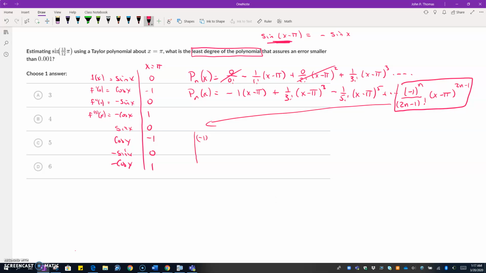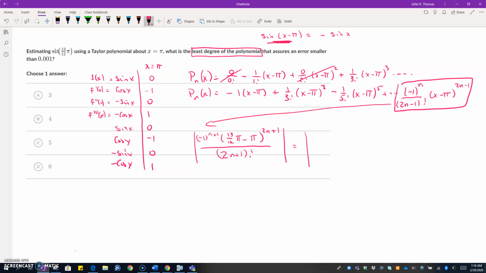So I have negative 1 to the n+1 times x minus pi, but in our particular case, that x is going to be 13 over 12 pi. So we have that minus pi to the 2n plus 1, and the n plus 1 in parentheses minus 1. So that's going to end up being a 2n plus 1 overall. And then that same thing's going to happen in the bottom, where we're going to have a 2n plus 1 factorial.